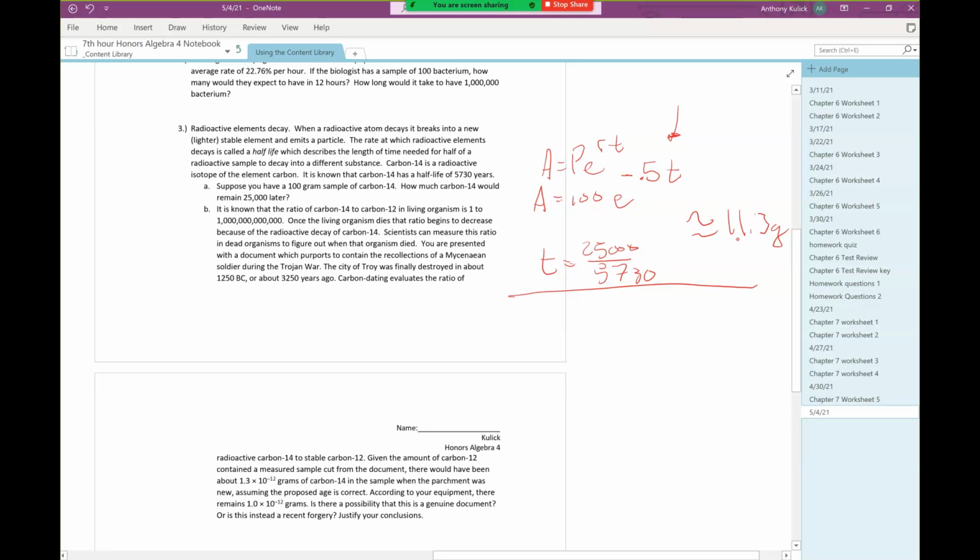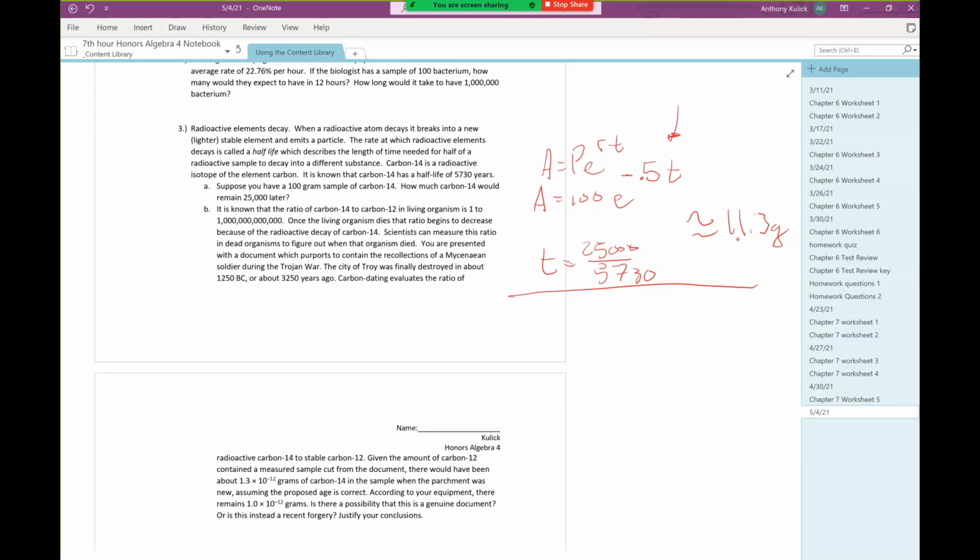You are presented with a document which purports to contain the recollections of a Mycenaean soldier during the Trojan War. The city of Troy was destroyed in about 1250 BC, or about 3,250 years ago. Carbon dating evaluates the ratio of carbon-14 to carbon-12.